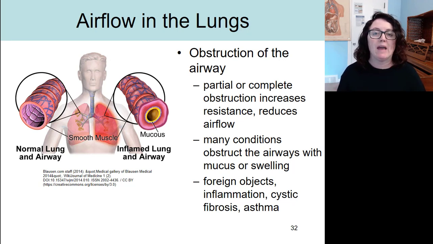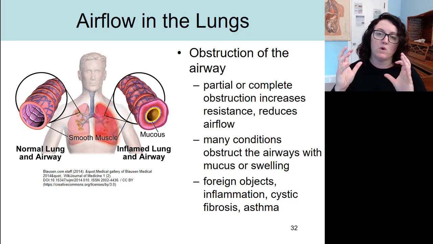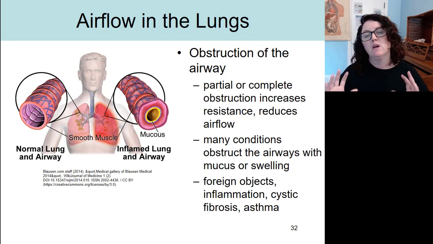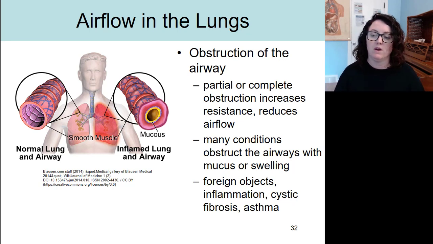So we talked about asthma already, right? And that's what we see here on the screen. With asthma, we have extra mucus and we have swollen bronchioles, and all of that obstructs the airway. And of course, someone might inhale a foreign object, and that will obviously obstruct the airway. Cystic fibrosis. With cystic fibrosis, someone is producing way too much mucus, obstructing the airway. And as we said, it occurs in asthma too.